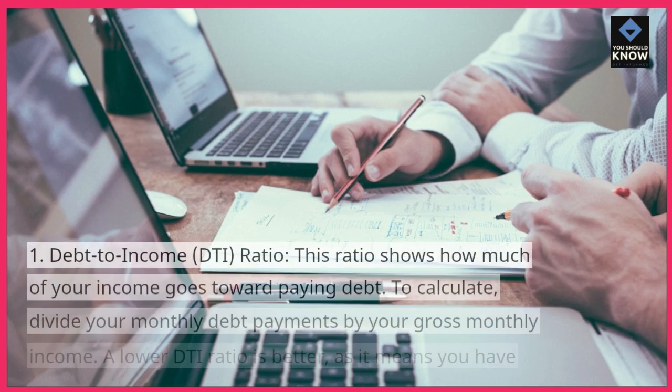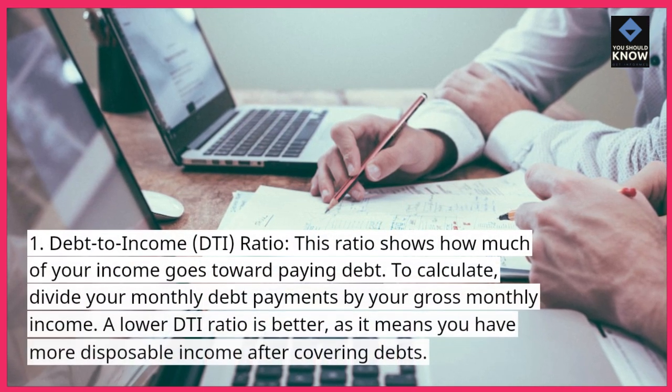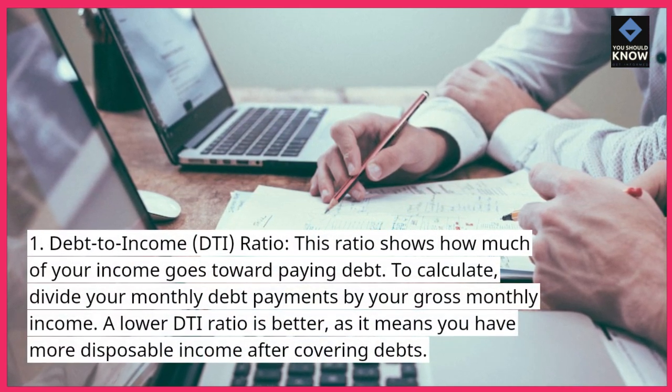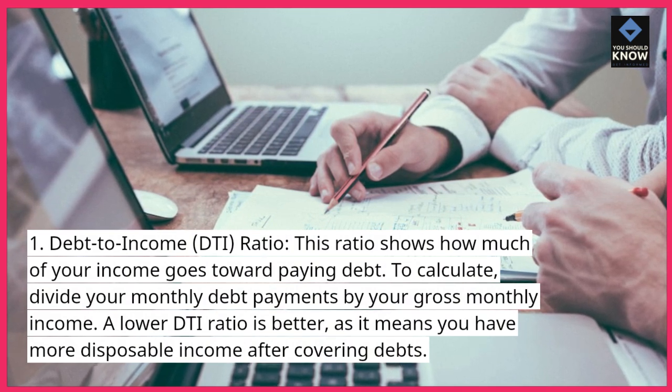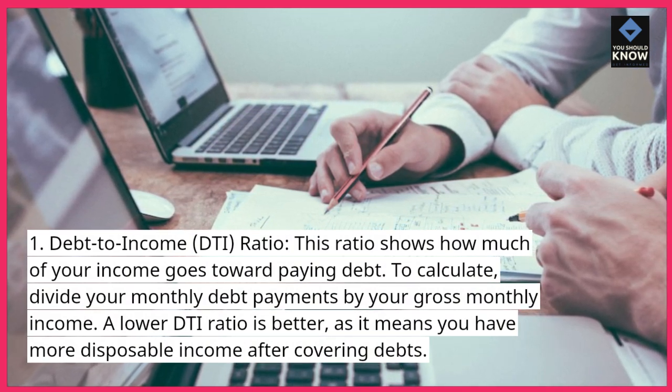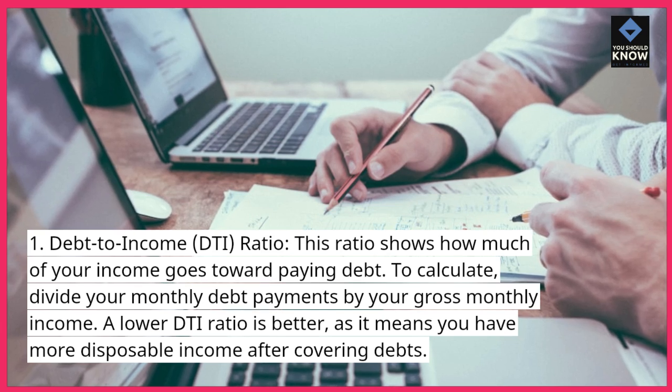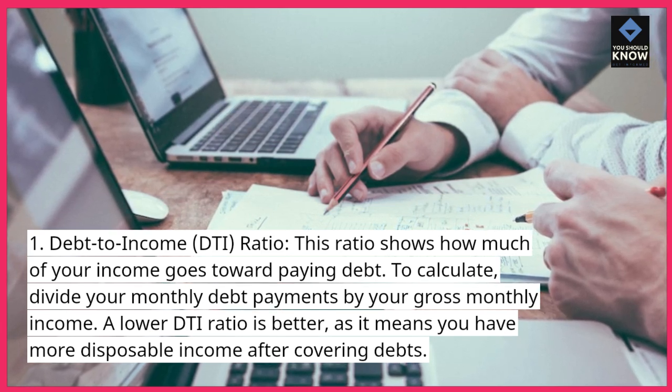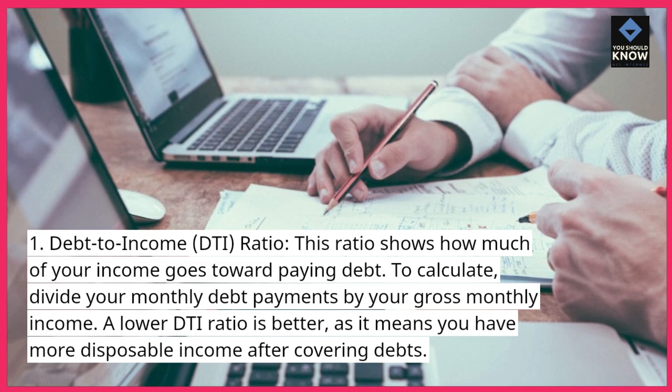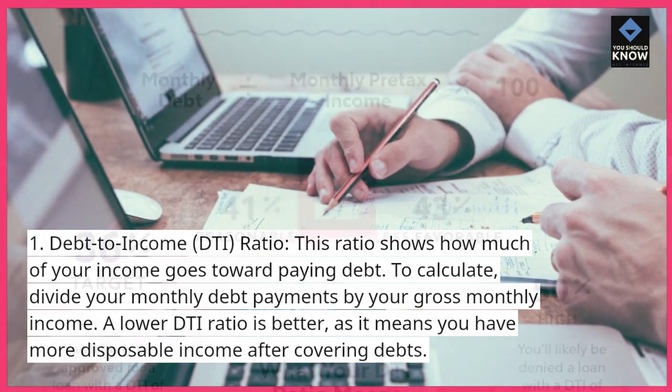1. Debt to income, DTI, ratio. This ratio shows how much of your income goes toward paying debt. To calculate, divide your monthly debt payments by your gross monthly income. A lower DTI ratio is better, as it means you have more disposable income after covering debts.